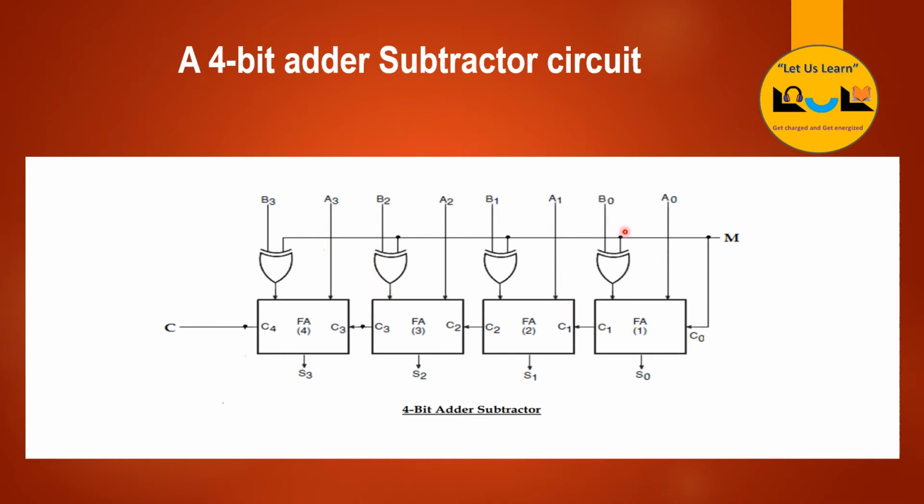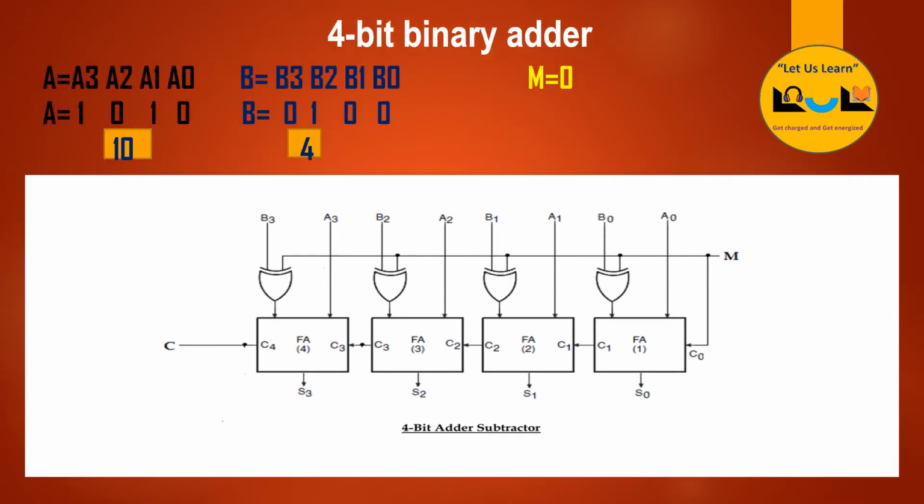This diagram shows the 4-bit adder and subtractor circuit. Here we have a total of 8 inputs: A0, A1, A2, A3, then B0, B1, B2, B3, and M is the mode. C0 is the carry in. C1 is the carry in for the next full adder. FA1 is full adder 1, then full adder 2, full adder 3 and full adder 4. With this diagram we are going to discuss one example. Now let us discuss the 4-bit binary adder with an example.